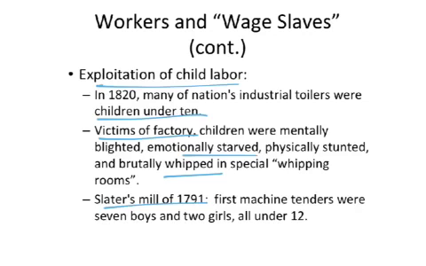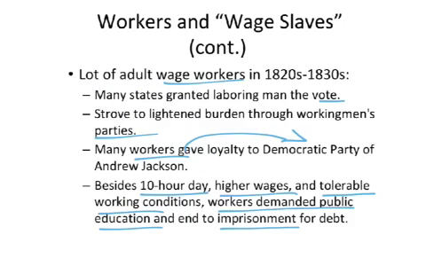There were also lots of adult wage workers in the 1820s to the 1830s, and many states granted the laboring man the right to vote as well. And they tried to lighten the burden through working men's parties. And many workers were loyal to the Democratic Party of Andrew Jackson. But besides the 10-hour workday, higher wages, and tolerable working conditions, workers demanded public education and an end to imprisonment for debt.